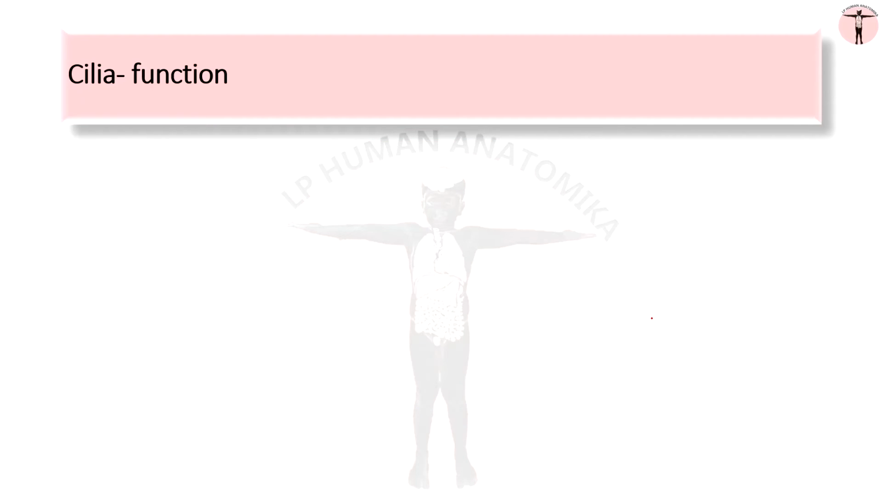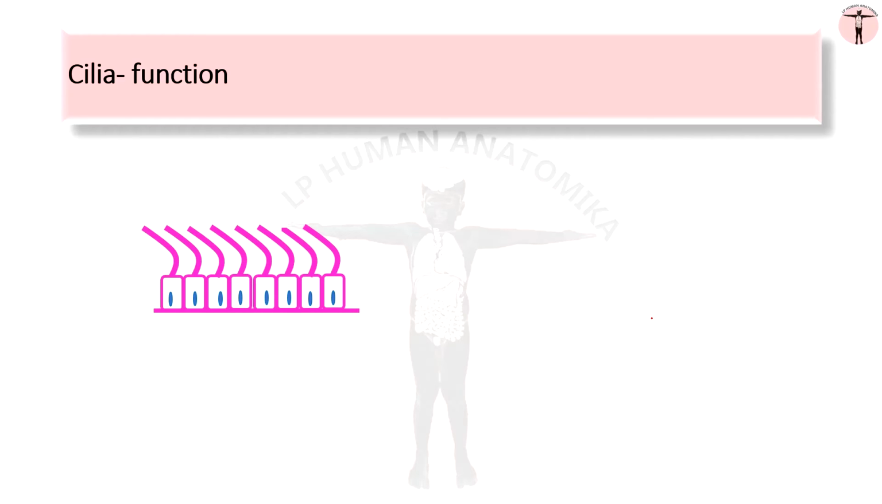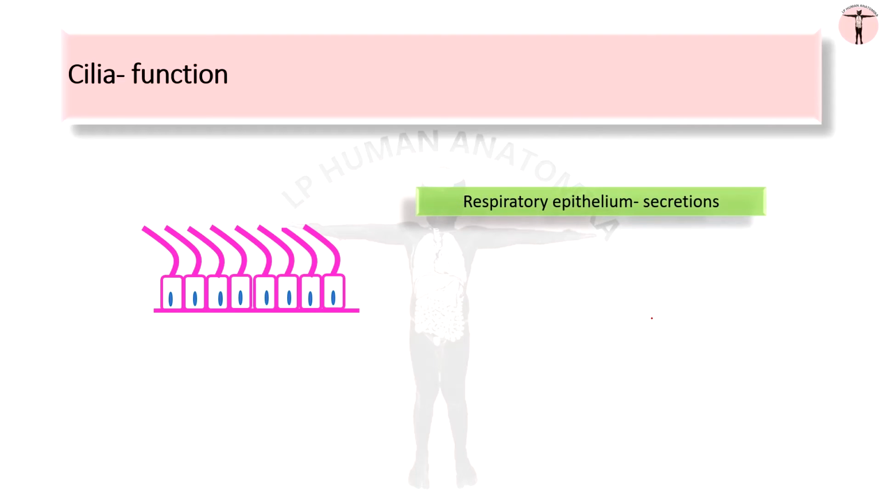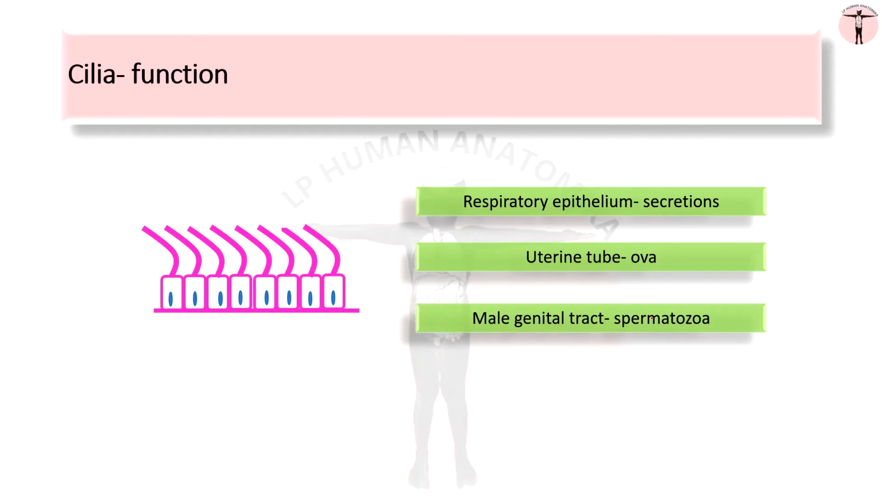Coming to the functional significance, the cilia lining the epithelial surface move in coordination with one another, the total effect being like a wave. As a result, fluid, mucus or small solid objects lying on the epithelium can be moved in a specific direction. Movements of cilia lining the respiratory epithelium help to move secretions in the trachea and bronchi towards the pharynx. In the uterine tube, ciliary action helps in the movement of ova and of spermatozoa through the male genital tract.